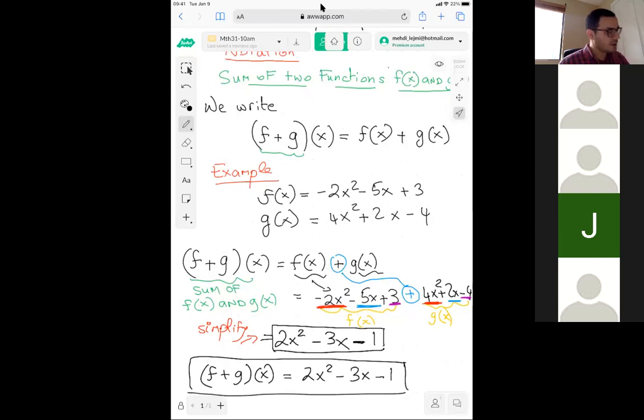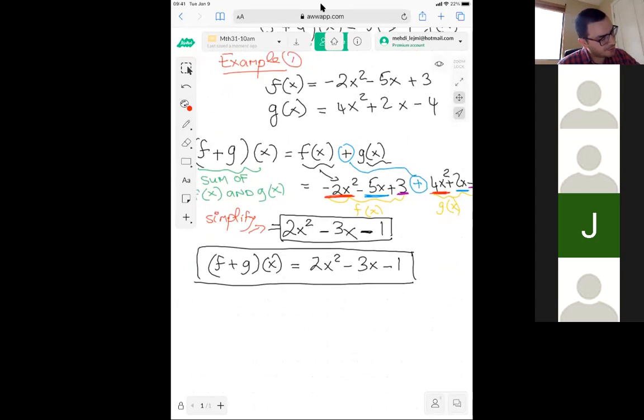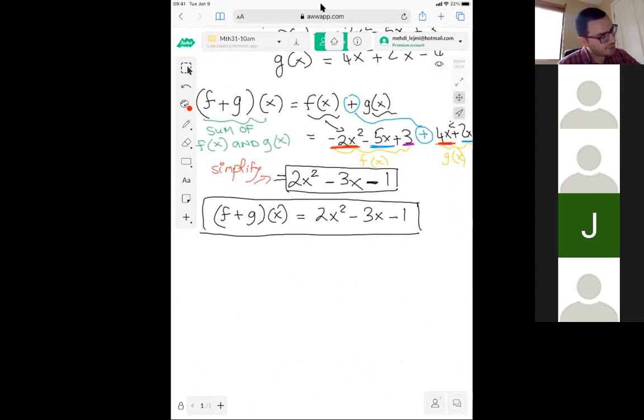It's important, guys, that you simplify the whole expression. Once you are done with the simplification, that will be your final answer, f plus g. Of course, this is a sum. You can also subtract, multiply, and divide. Just be careful, for example, with the subtraction. So this is example one. Here's another example, the subtraction. So now for subtraction.